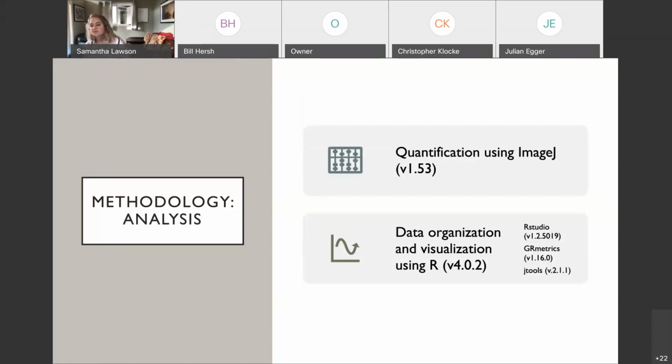Quantification was done using ImageJ, as it's the most accessible, popular, open source tool that's used for quantification in these settings. And then data organization and visualization was done in R. There were quite a few packages that I'm very grateful for that were published in the last couple months, actually, that helped with visualizing those drug sensitivity metrics and some of our model specifications.